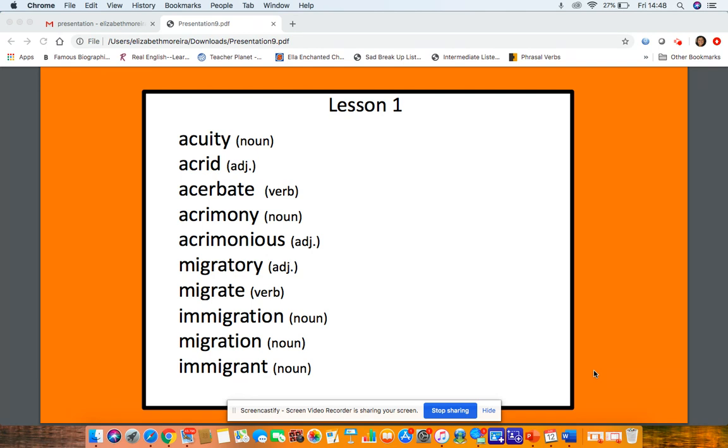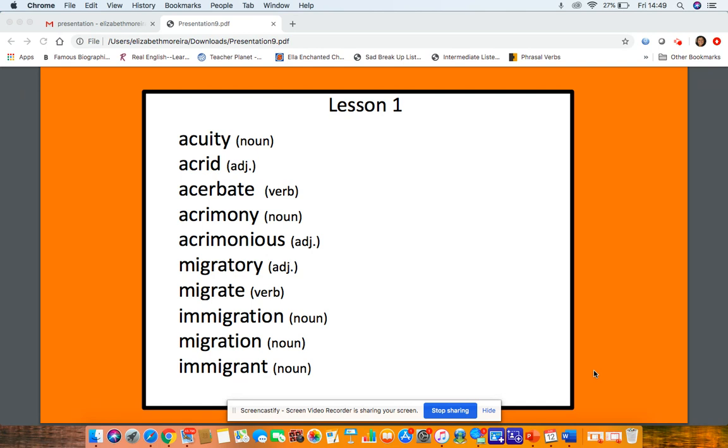The fifth word is acrimonious. It's an adjective used to describe something or someone that is bitter or harsh in manner or speech, marked by strong bitterness, resentfulness, or sarcasm. I can use it in a sentence when a person says mean and hurtful things. It's an example of using an acrimonious manner.